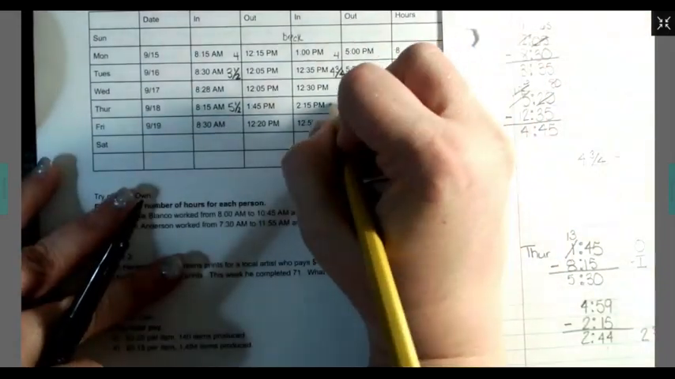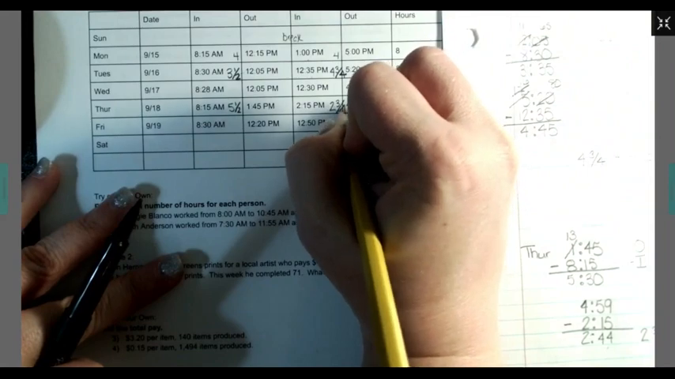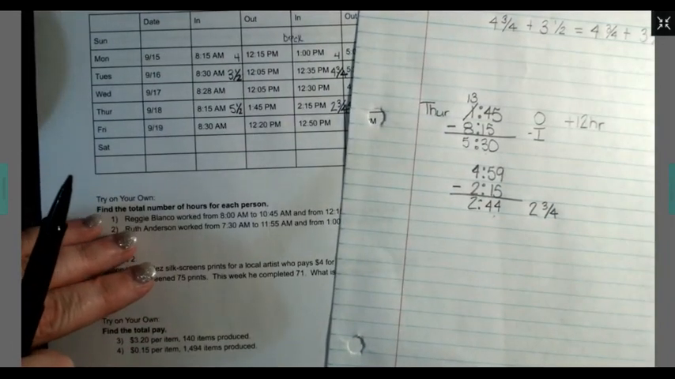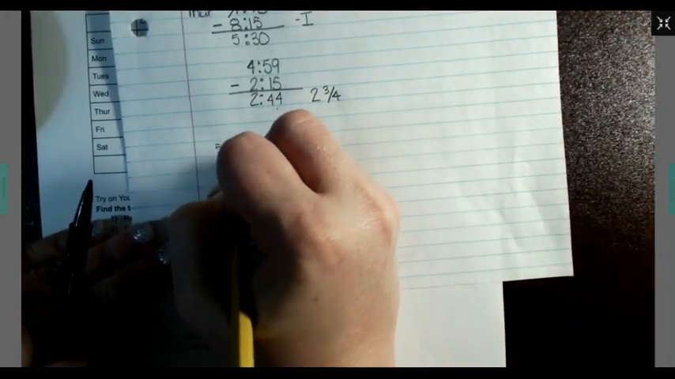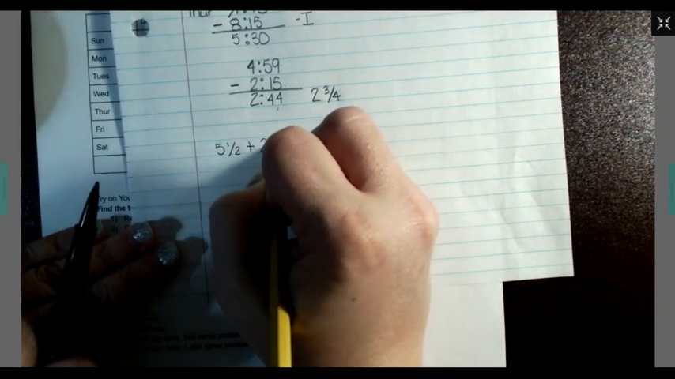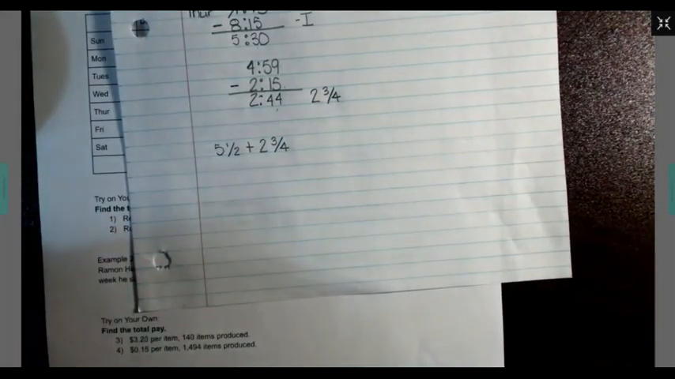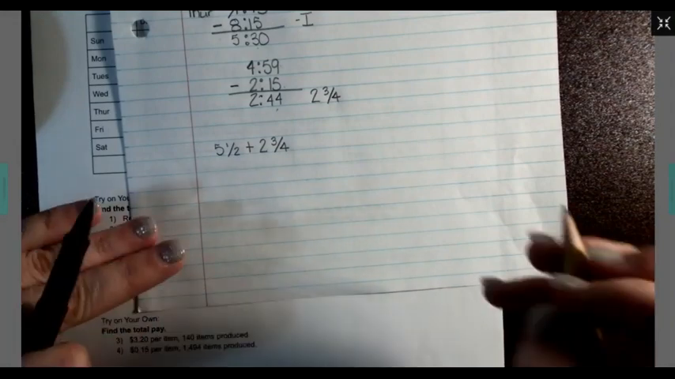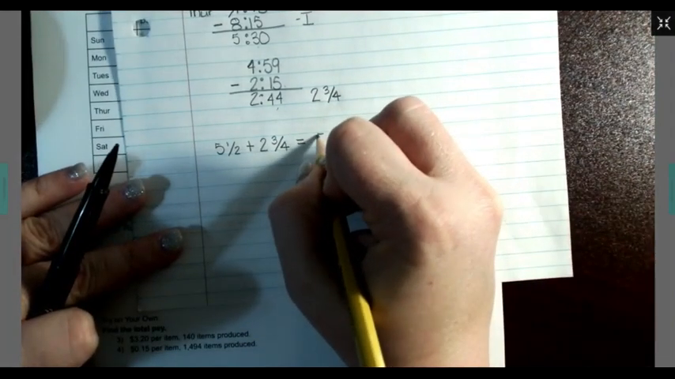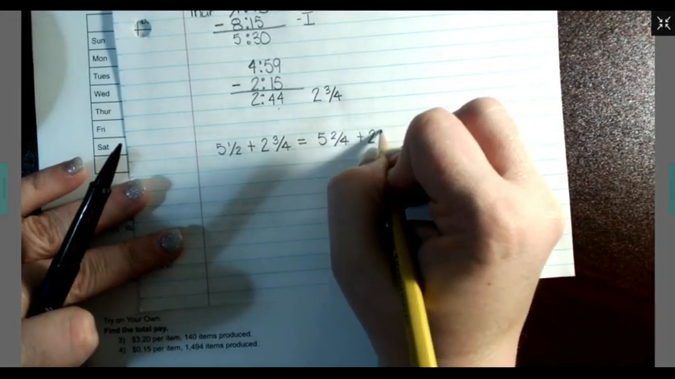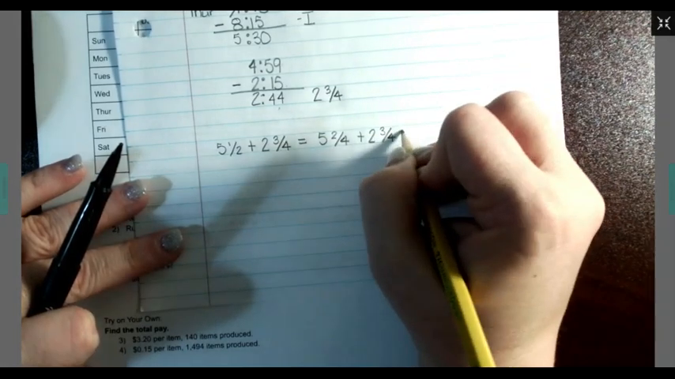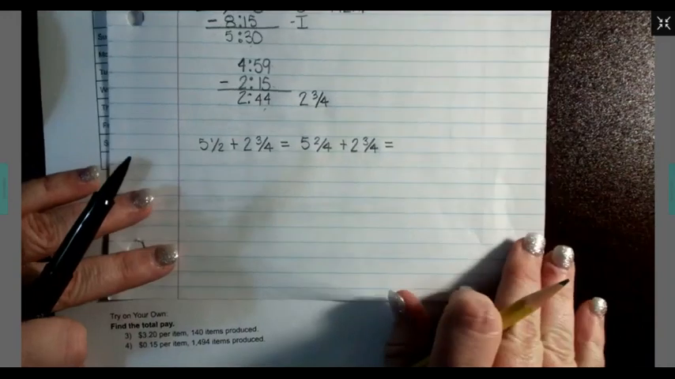So I'm going to add that right here, 2 3/4, because it's looking for this answer right here. Well, that means I have to take my morning time and my afternoon time and add them together. So I got 5.5 and 2 3/4. Can I add these together? No, I have to get common denominators, right? So we'd make this 5 2/4 plus 2 3/4.